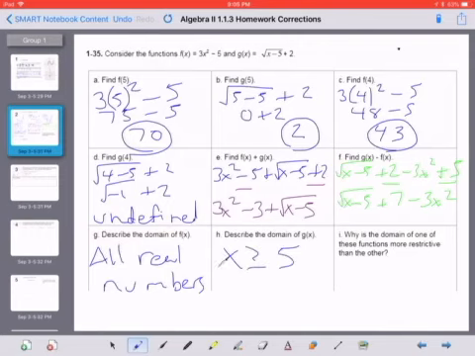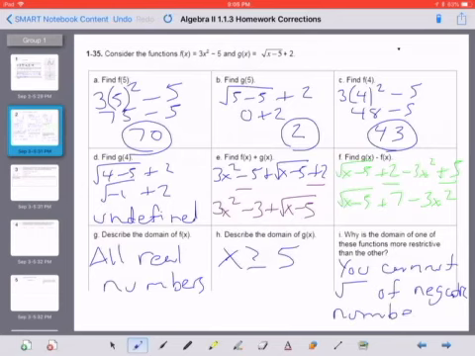So then in I, it says, why is the domain of one of these functions more restrictive than the other? And it's because of the square root. So I wrote, you cannot take the square root of a negative number. So because you can't take the square root of a negative number, I'll try to make that a little bit clearer. Because you can't take that square root, x can't be less than 5.